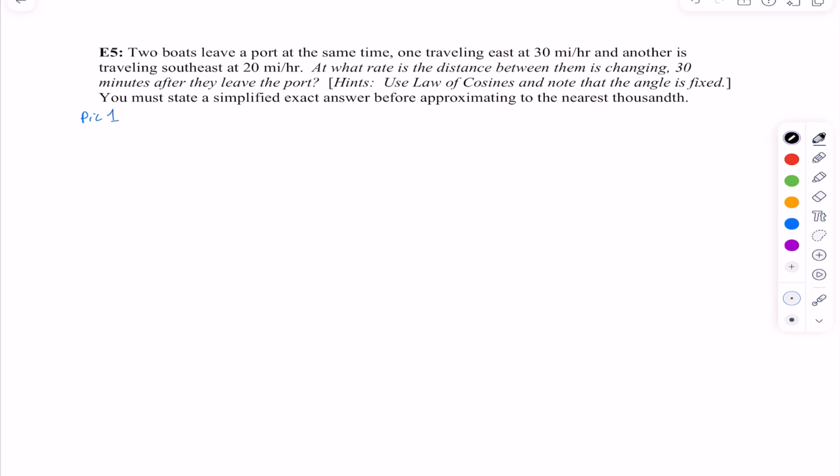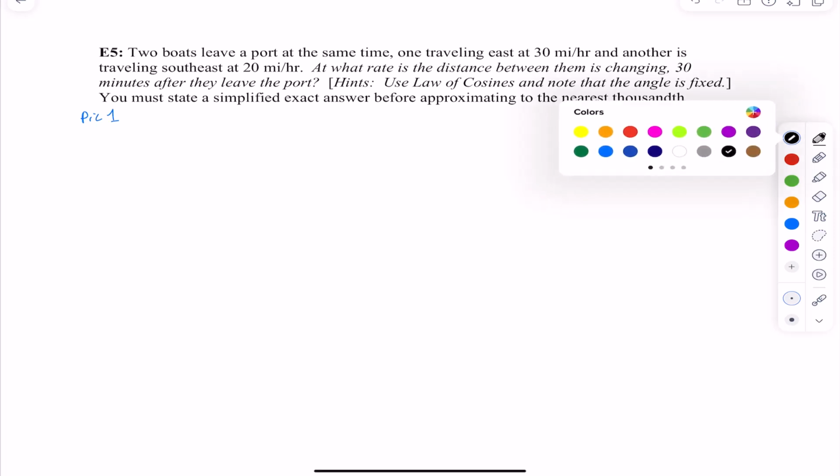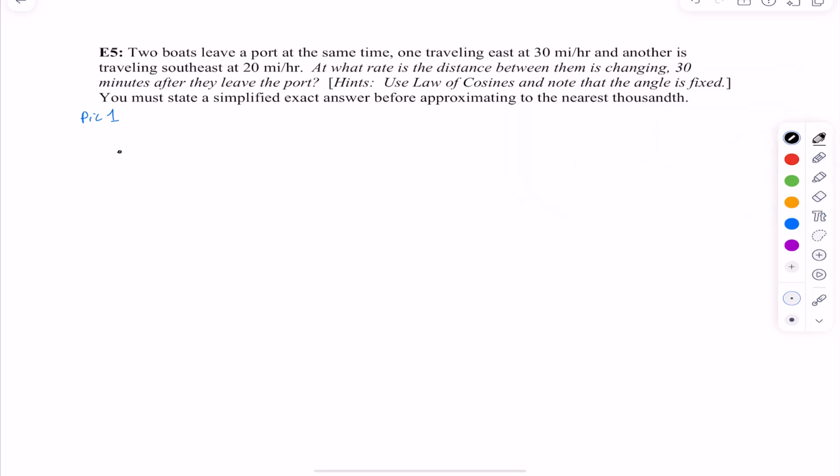I'm going to go ahead and draw two pictures here. One of them is indicating a port that is on the far left, and I'm going to indicate that port with a simple dot. Now the faster boat is traveling east, so I'm going to draw a distance that shows a greater distance than the boat traveling southeast. Even though I'm not fully to scale, I still need to make sure I draw the faster boat with a greater distance.